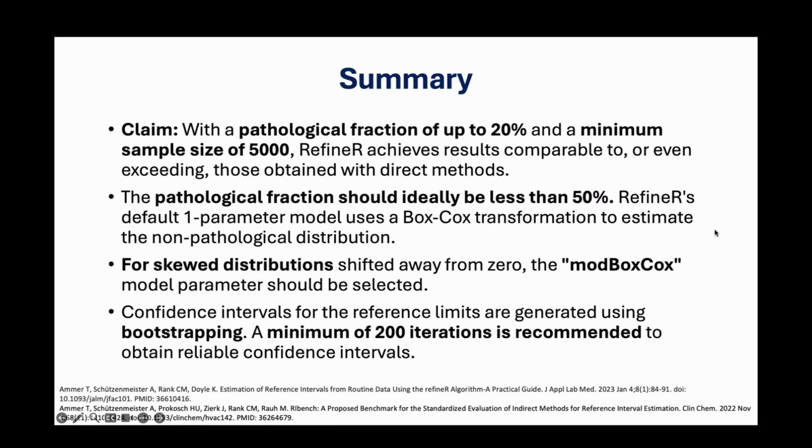Before starting the practical tutorial, I would like to draw your attention to a couple of points to be considered. To achieve better results, the pathological fraction in our data should be lower than 20%, and the total amount of our data should be at least 5,000. And also the pathological fraction should ideally be less than 50%. And for skewed distributions, which are generally shown in our laboratory data and population data, we have to assign the Modbox Cox parameter into our code. I will show you in our example.